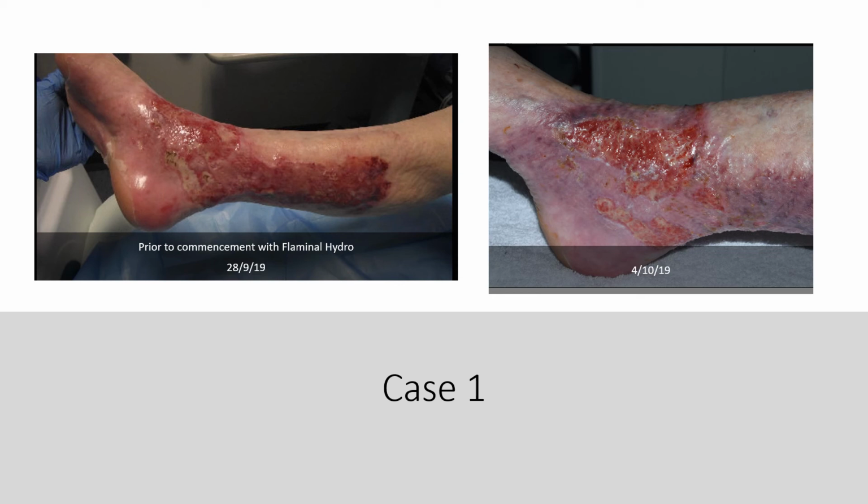You can see it's quite unhealthy granulation tissue, although the sole of the foot has healed, which is very common because of its thicker skin, and around the ankle you can see it's still quite an unhealthy bed, and extends up the lower leg. So she had Flaminol Hydro put on there with a silicone dressing because she had so much pain. You can see quite shortly after, 5 days later, that wound generally looks healthier.